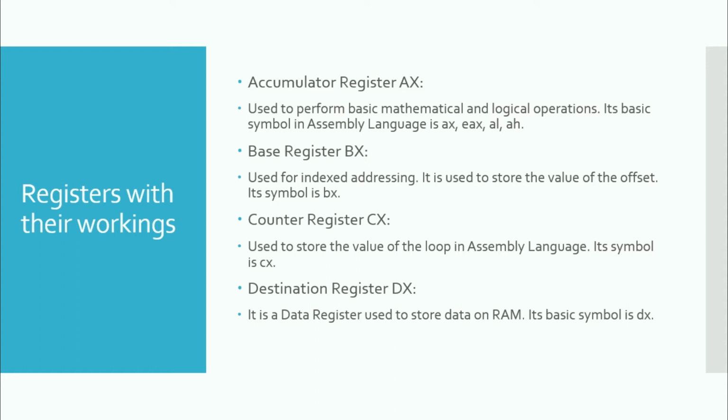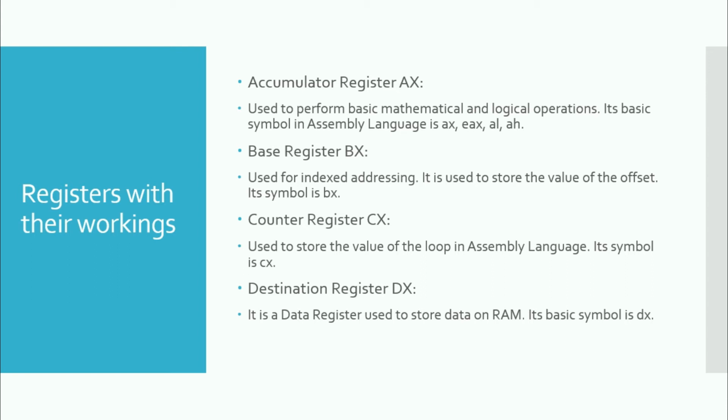If you want to learn assembly language, you have to watch all my videos, because this is the basics of assembly language and these basics will be used in our upcoming videos. Our upcoming videos will be based on coding. So the accumulator register's basic symbols are AX, EAX, AL, AH. These symbols also depend upon the size of variables. So what is the size of variables? You can learn this topic in my upcoming video.